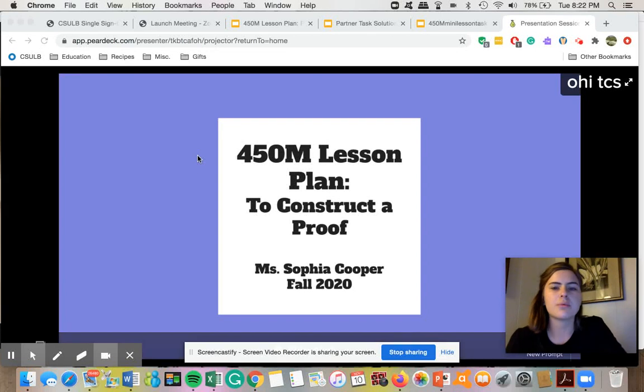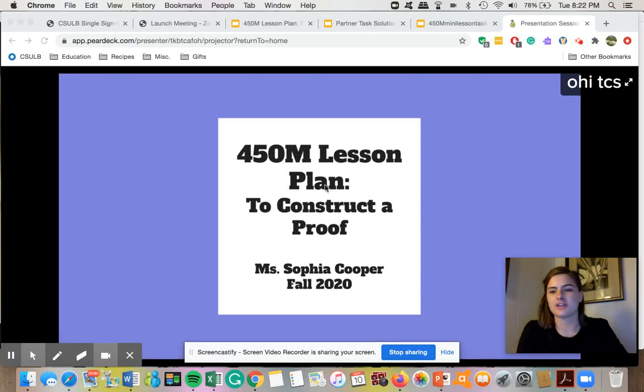So today we're going to be talking about constructing a proof. Welcome to high school geometry, by the way. So we're talking about constructing a proof, in particular proving theorems involving angles and lines. So I'm going to use a popsicle stick generator.